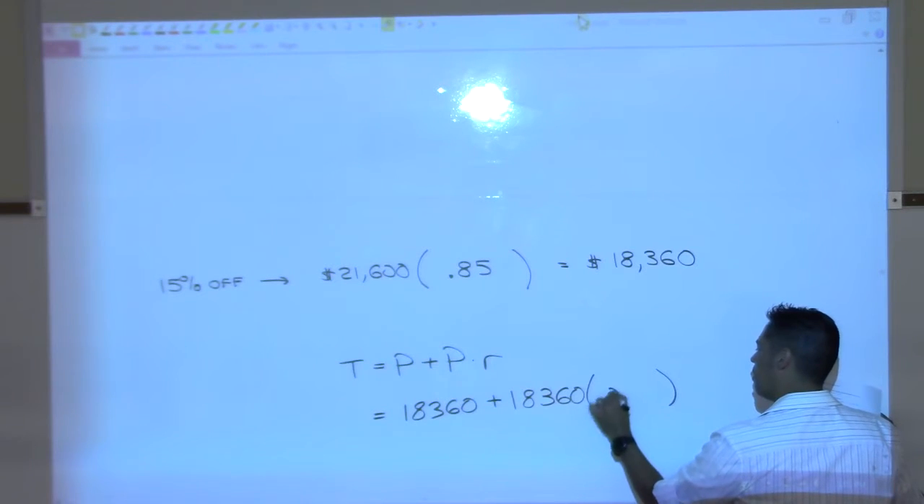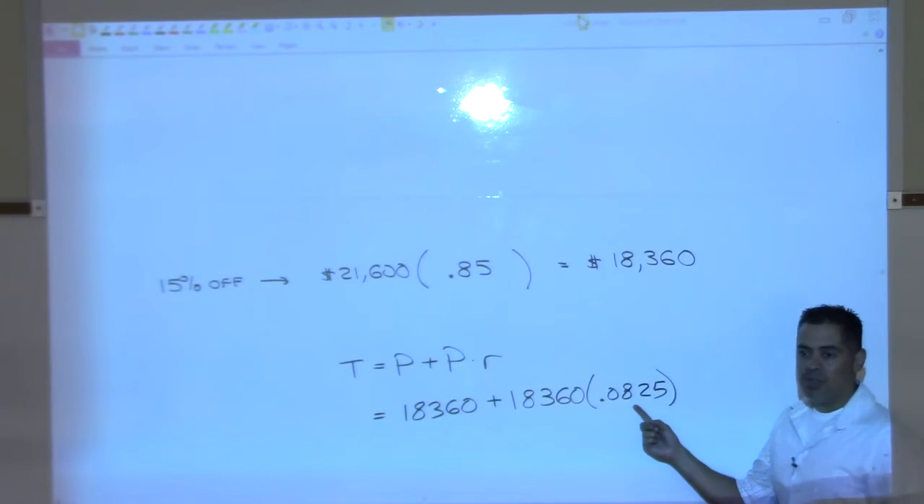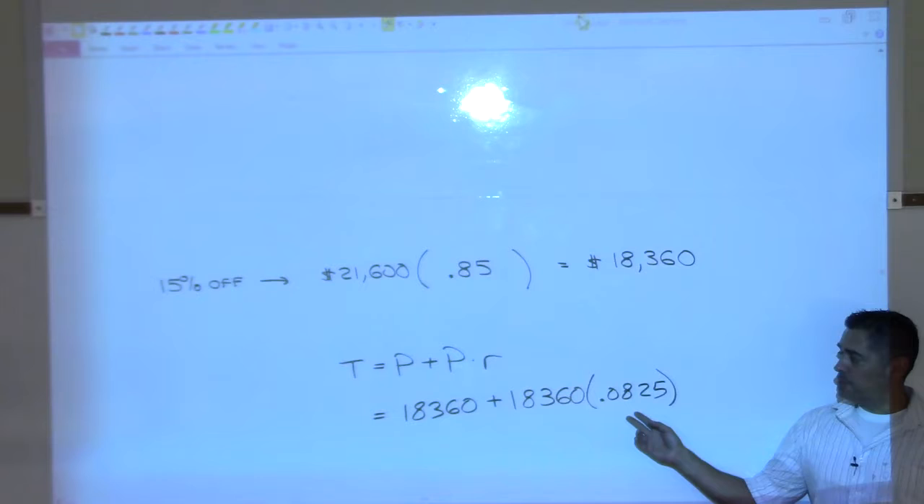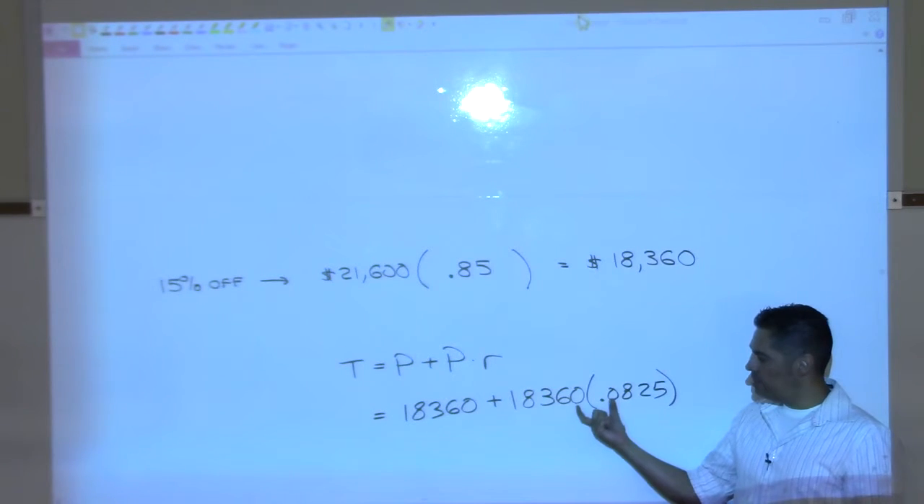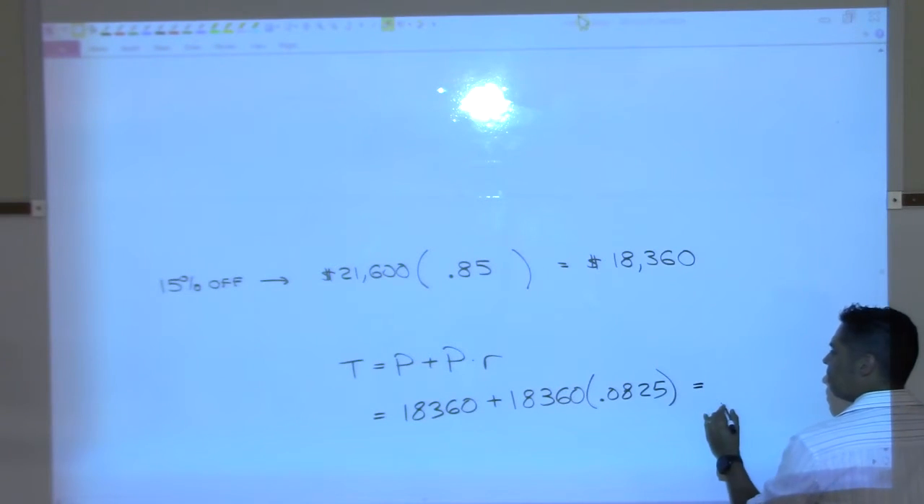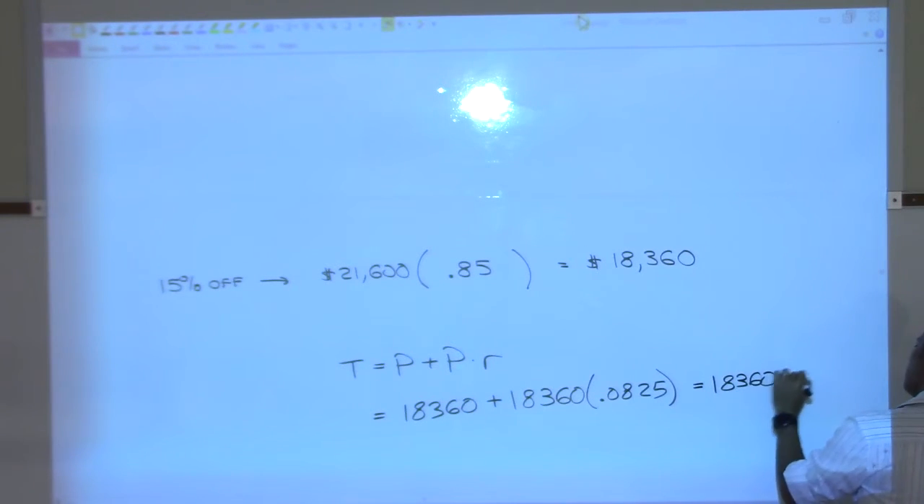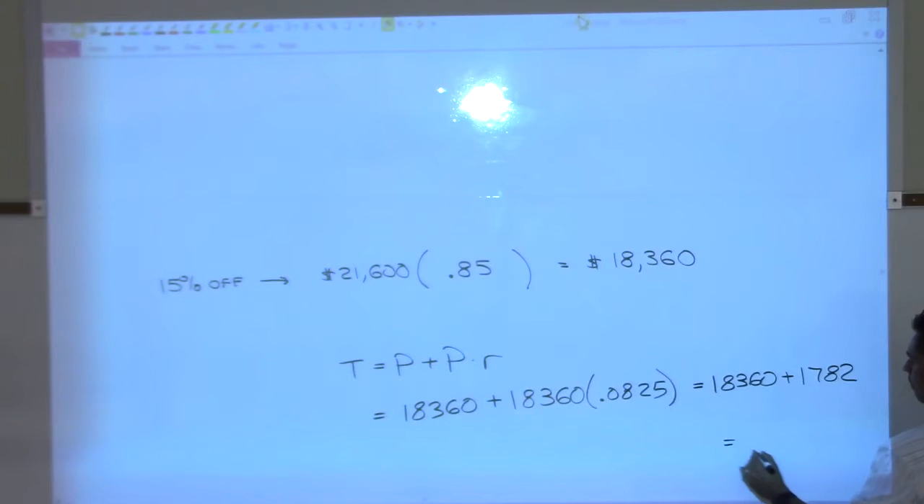Yep, 0.0825. So remember, that's your 8.25% converted to a decimal. Have to get a decimal there. So you do this multiplication first, multiply these together, then add that, and you should be there. 1,782 for the tax, and probably some change there, right? Decimals. Okay, and then add those up, what do you get? $19,142? Close enough, okay?